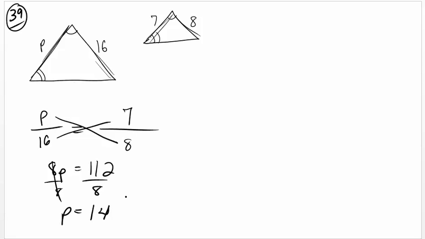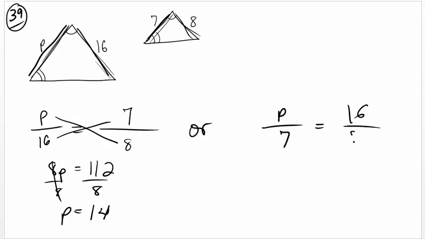Now, that's not the only way to solve this. You could also use corresponding sides. You could say I'm going to put P on top. The side that corresponds to that on bottom is 7. So you're doing big triangle over little triangle. Same thing in the second fraction. I'm going to do big triangle over little triangle. 16 over 8. This 16 over 8 reduces.